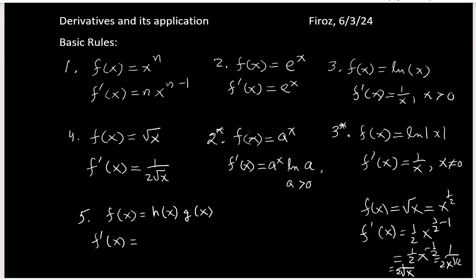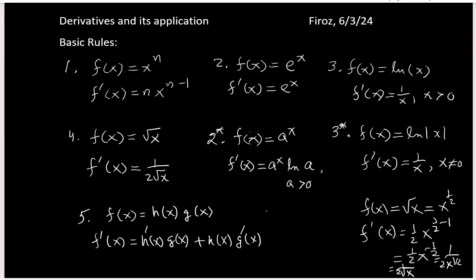function. And in number 5, I have a function f of x which is written as a product of two functions. So then its derivative will be simple. First you write h(x) g(x) plus, repeat it again, h(x) g(x), and then first you put h prime here and g prime in the second term. So this is called the product rule.